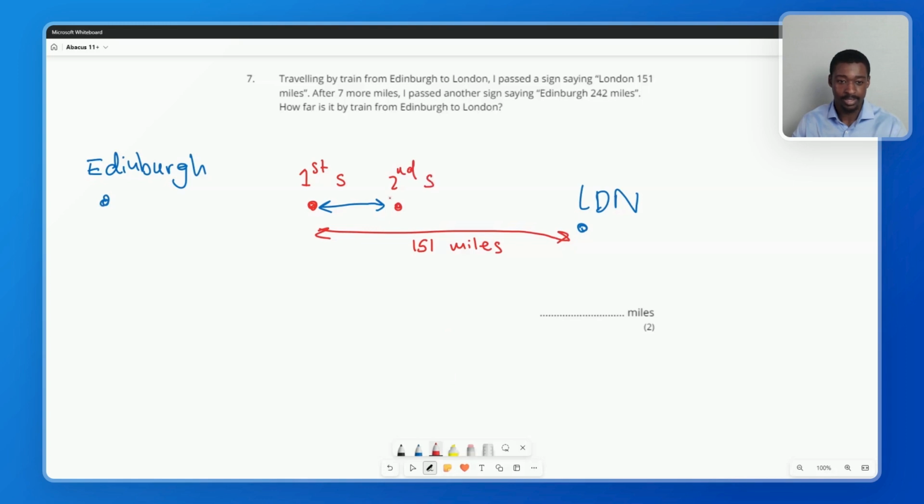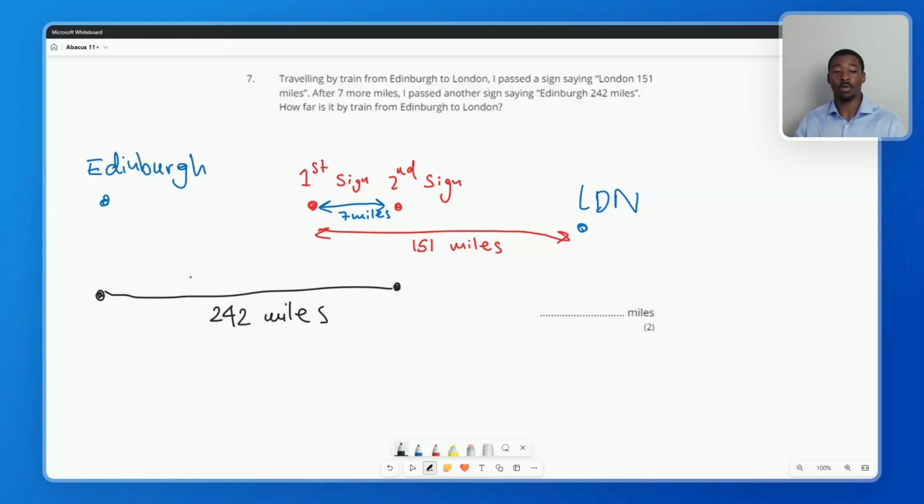Second sign. Let's make it full. Second sign, this sign, which is 7 miles, we see that Edinburgh is 242 miles away. So let's use black. From this second sign to Edinburgh is 242 miles away. So now how far is it to go from Edinburgh all the way to London?